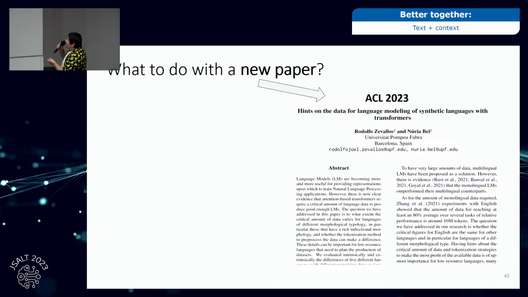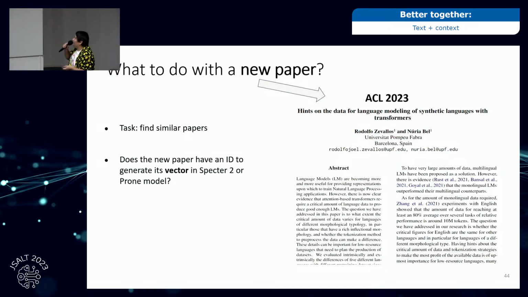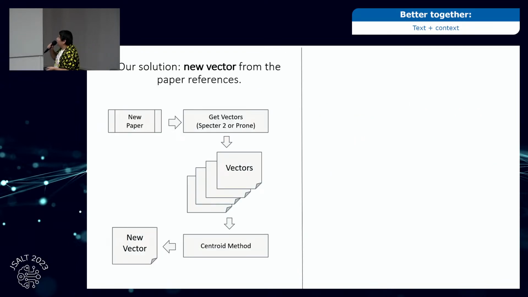My paper in this example is about the Quechua language, a low-resource language model. But what do we need to define similar papers using my paper? The new paper does not have a vector in the SPECTER2 or PRONG model. The answer is no, it's not possible now. So how do we create a vector for my new paper? Our solution is using all the references in my paper.